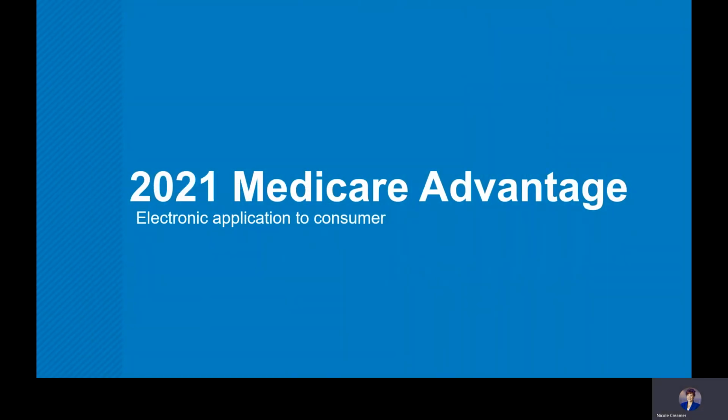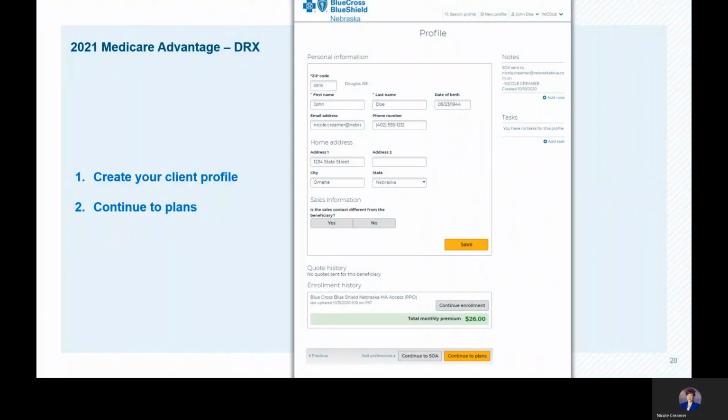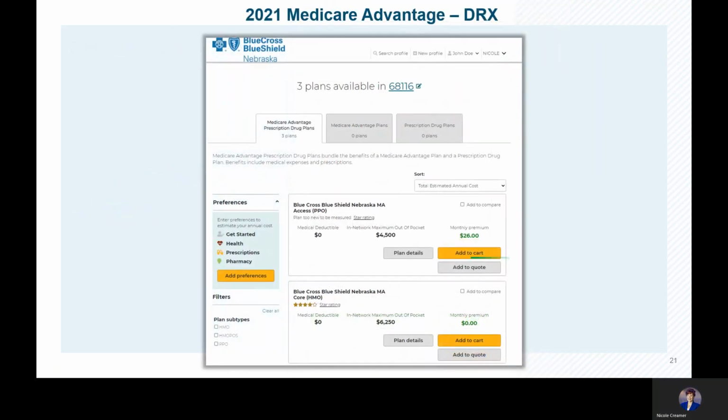Now let's review the 2021 Medicare Advantage electronic application to consumer located in the DRX platform. Step one is to create a client profile by filling in their personal information and then continue to plans. When you want to send an application link directly to your client, you will need to click on Add to Quote as an option.